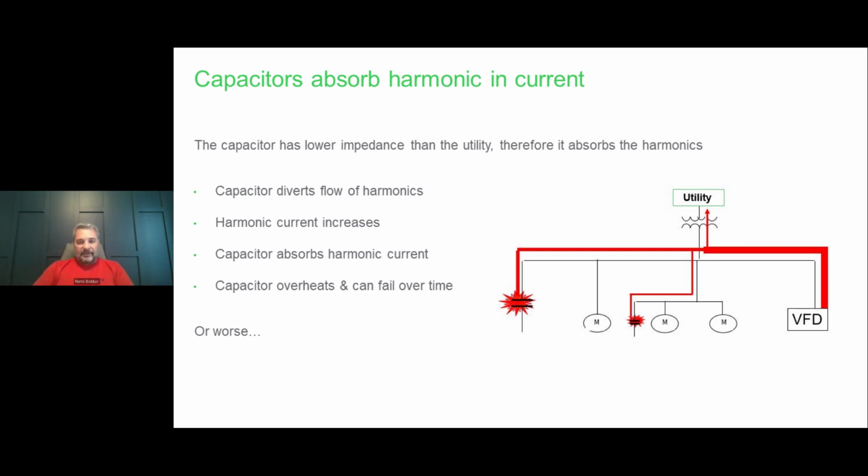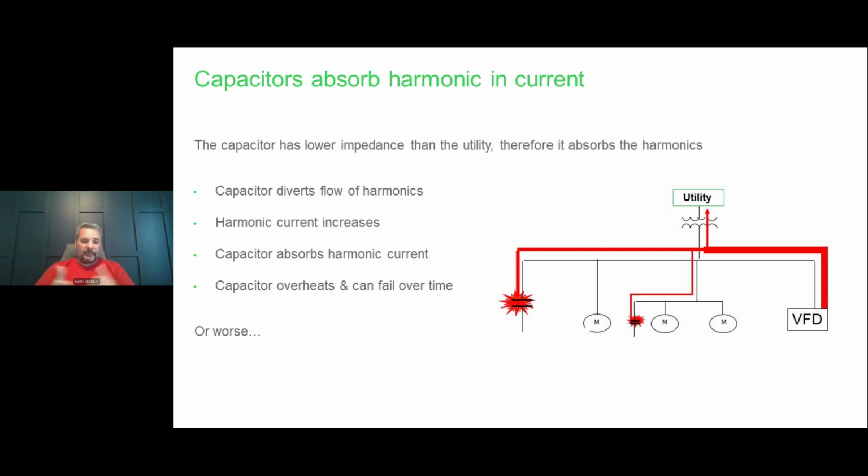On this diagram here, on the right, we have a 6-pulse VFD. The normal flow for the current, both the power frequency and the harmonic frequency, is to go back to the power source. But if you have capacitors, some of this current can be diverted and sink into the capacitor. Capacitors are typically overrated and can absorb some harmonic current. But if they absorb too much, they will overheat and fail prematurely. So instead of lasting 15 years, they may last 1 year, 2 years, 3 years. So if you're constantly failing capacitors, one of the reasons could be harmonics.